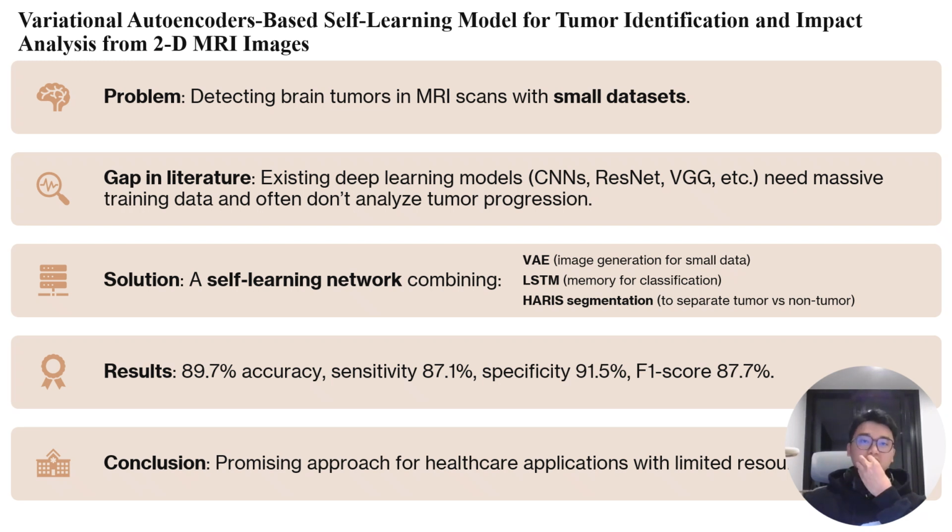Now the solution of this paper is that they combine three things: a VAE to generate the synthetic MRI images, an SDM network to retain the memory of the past segmentation for the tumor progression, and the Harris algorithm for segmentation. Together, this becomes a self-learning system. And then finally, the result: they achieve approximately 89.7% accuracy, which is significant given the small data sets. They also analyze the tumor progression, like the tumor core, the whole tumor, and enhanced tumor, which many previous studies didn't do.